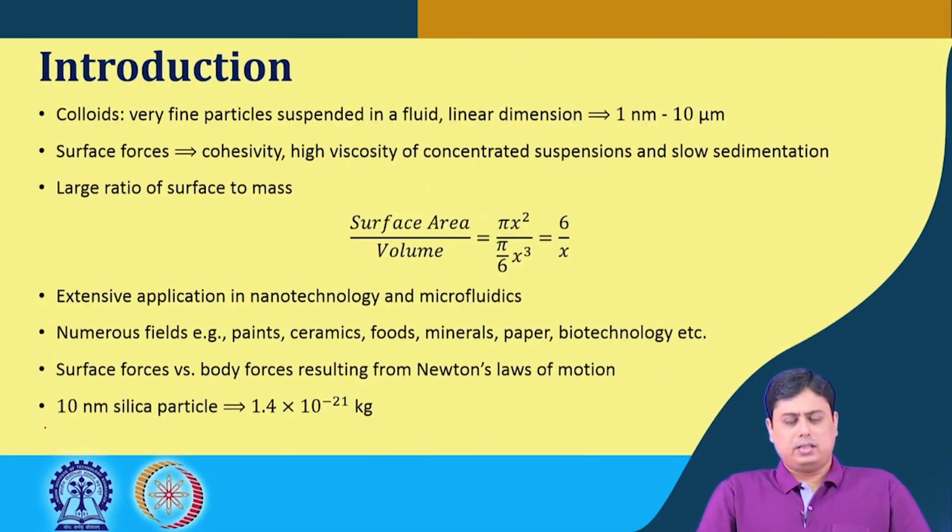Now, colloids are typically very fine particles that are suspended in a fluid and have one or more linear dimensions of around 1 nanometer to 10 micron or even lesser than that. So, we can understand the magnitude of the length or the linear dimension we are talking about. Now, we have come down to the nanometer range.